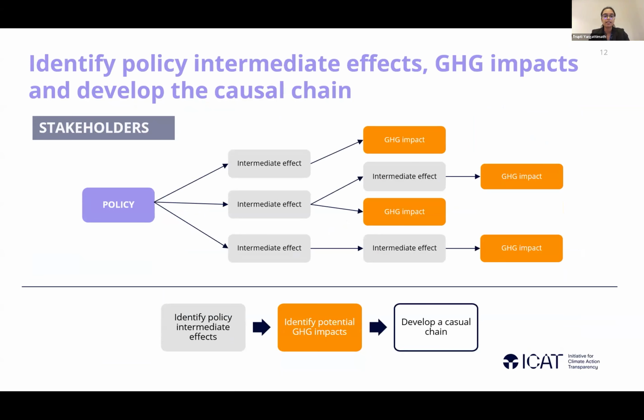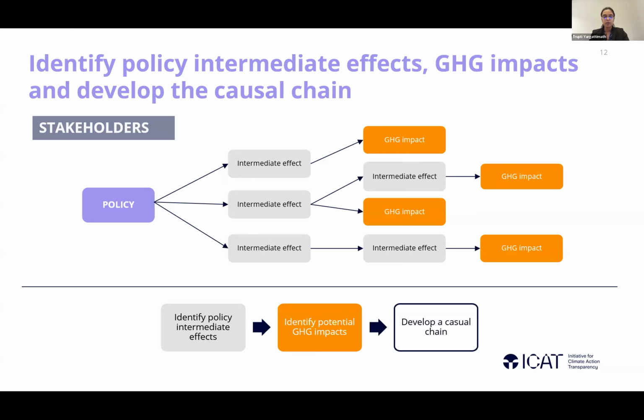Next, we have to identify the intermediate effects of the policy, which lead to GHG impacts, and use these to develop the causal chain. For most renewable energy interventions, the main impact is either the displacement of emissions from existing fossil fuel plants or the avoidance of emissions from new fossil fuel capacity that would otherwise have been built. So for these more standard interventions, the guide provides a standardized impact identification framework to make the assessment more efficient while still maintaining a clear audit trail.